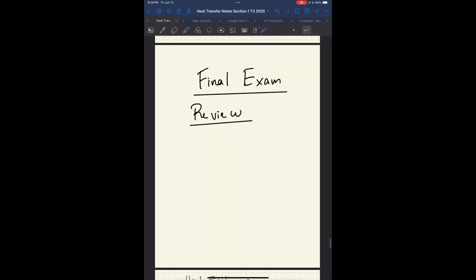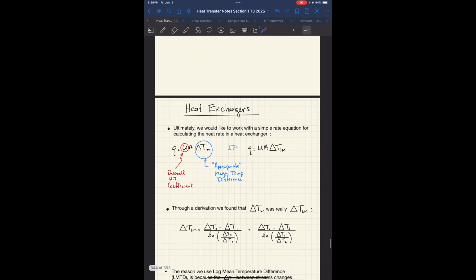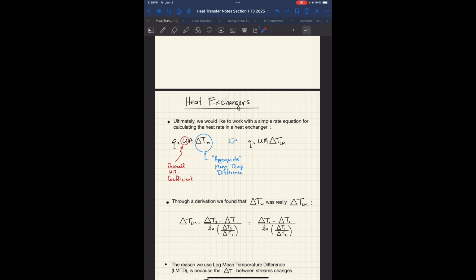So let's start the final review. We'll start with heat exchangers. So for heat exchangers, there are three main equations. One of them is the log mean temperature difference equation. This one comes from Q equals HA, Ts minus T infinity.